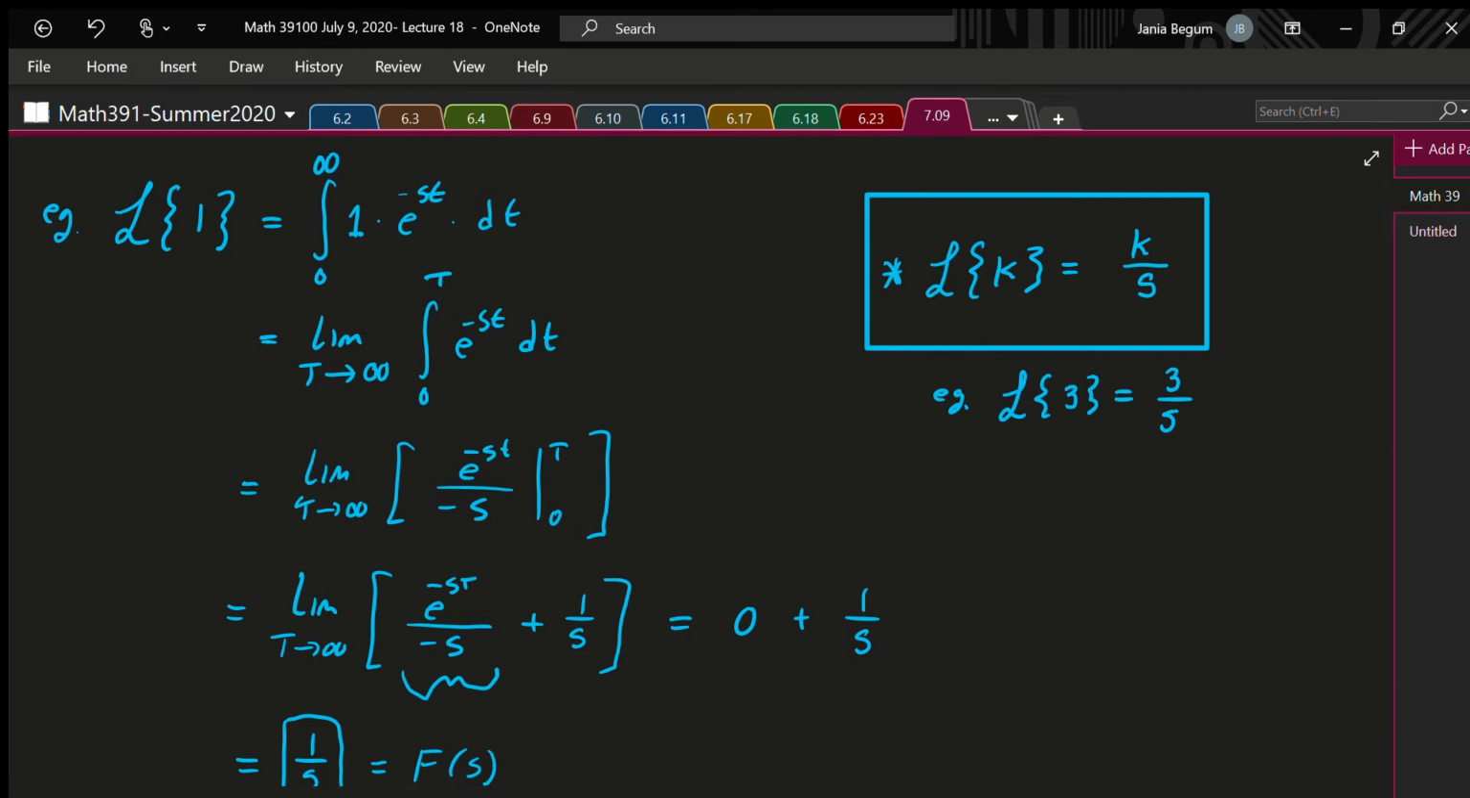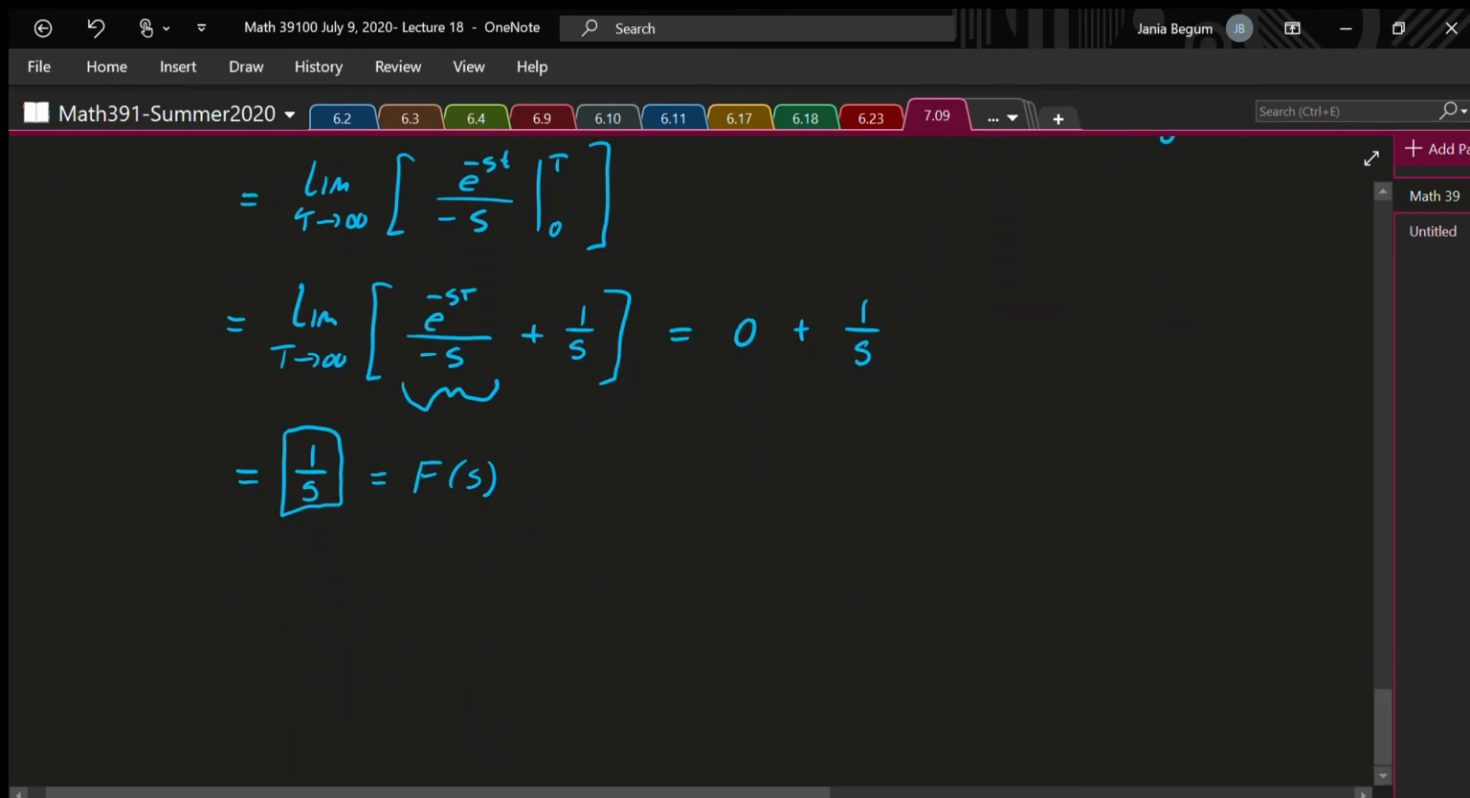Let's do another one. So here is our second example. What if we want to compute the Laplace transform? So find the Laplace transform of e to the at. Okay, so a is a constant.